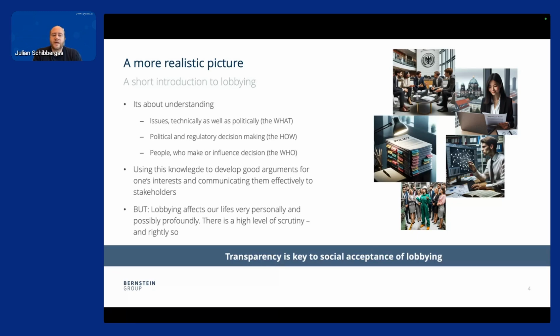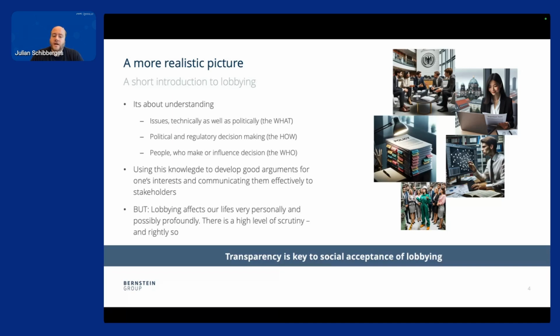Lobbyists use that understanding to craft good arguments for their interests, whether they're their own or their companies' or their industries', and try to communicate them effectively to stakeholders. So if it's all good, why do we talk about it? Because obviously lobbying affects our lives at a very personal level, because lobbying shapes regulation, and regulation affects our life choices. It affects what products we can find in a local supermarket. So it has a very profound effect on our lives.